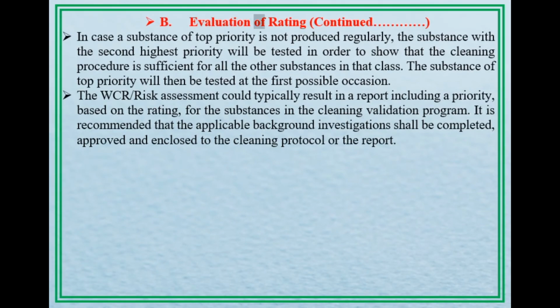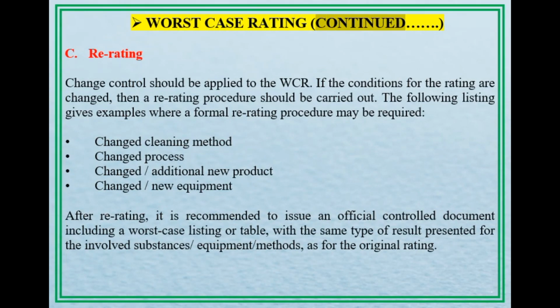B. Evaluation of rating, continued. In case a substance of top priority is not produced regularly, the substance with the second highest priority will be tested in order to show that the cleaning procedure is sufficient for all the other substances in that class. The substance of top priority will then be tested at the first possible occasion. The WCR risk assessment could typically result in a report including a priority, based on the rating, for the substances in the cleaning validation program. It is recommended that the applicable background investigations be completed, approved and enclosed to the cleaning protocol or the report.